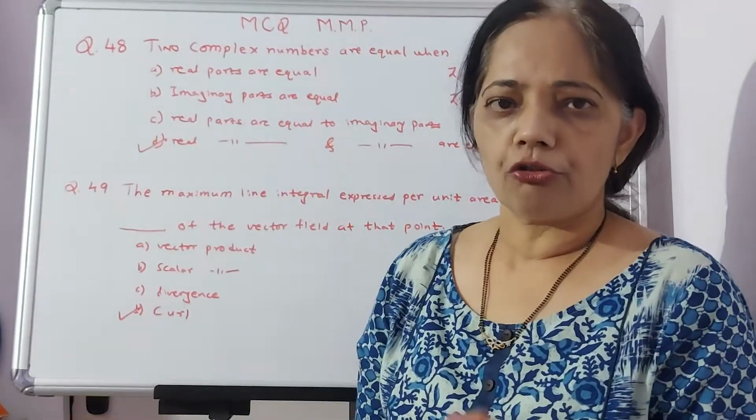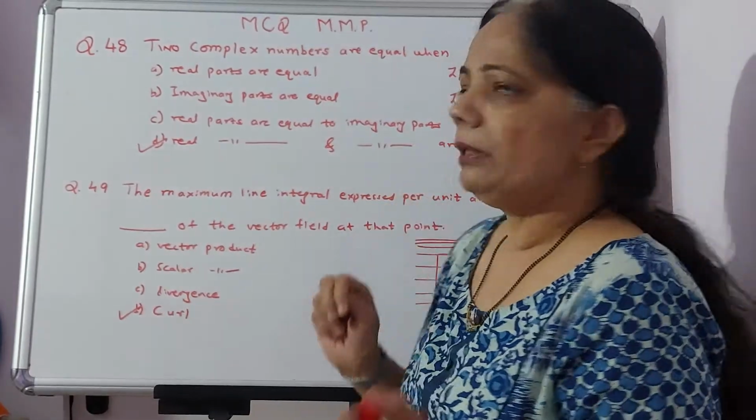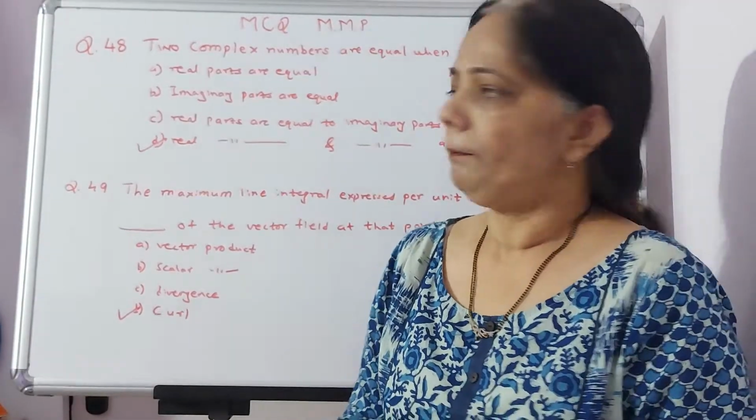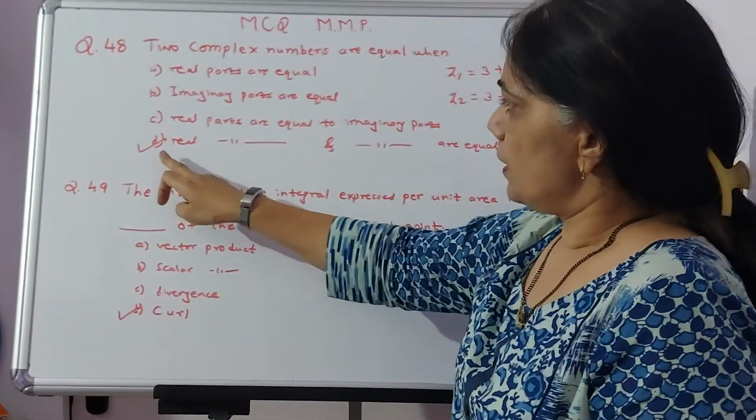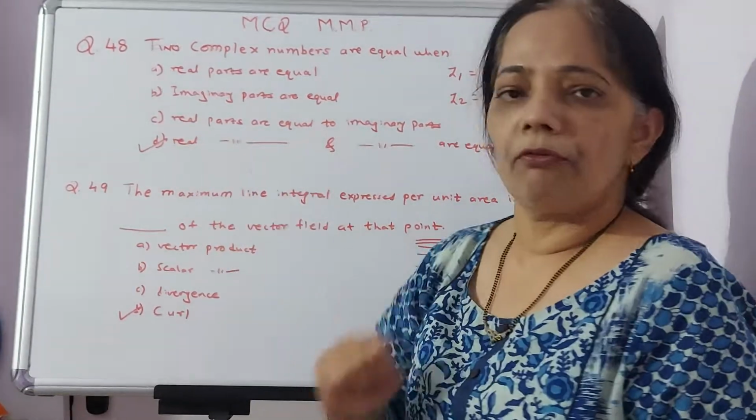Real parts should be equal. Along with that, even imaginary parts have to be the same. So this is the answer, number D. Next is question number 49.